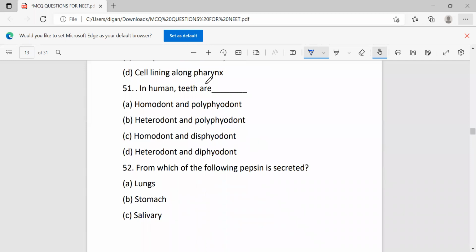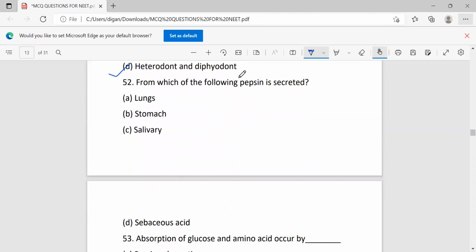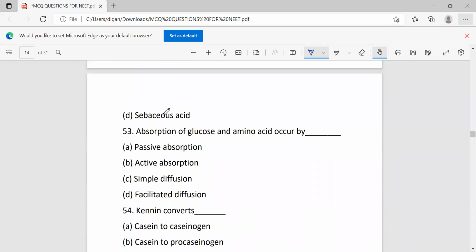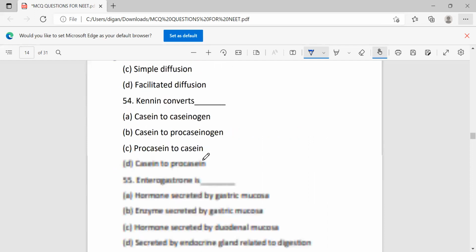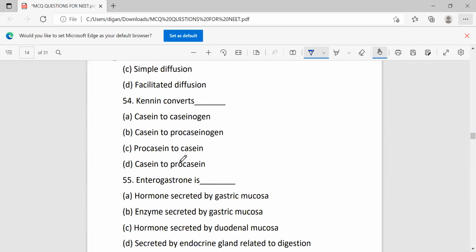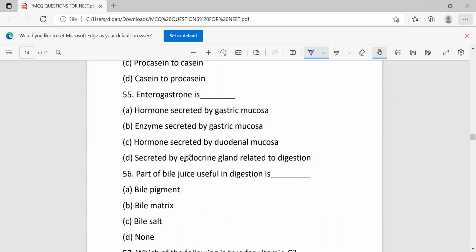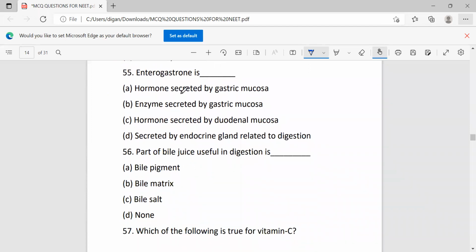In humans, teeth are, for 51, correct option is D, heterodont and diphyodont. From which of the following is pepsin secreted? Out of these 4 options, the correct option is B, that is stomach. 53, absorption of glucose and amino acid occurs by, correct option is active absorption. 54, rennin converts what? For 54, correct answer is casein to caseinogen. Next, 55, enterogastrone is, correct option is C, hormone secreted by the duodenal mucosa.